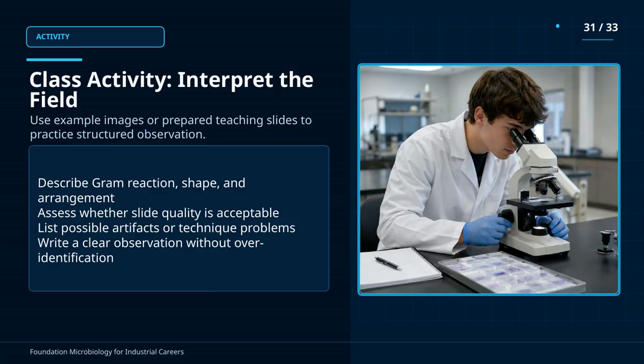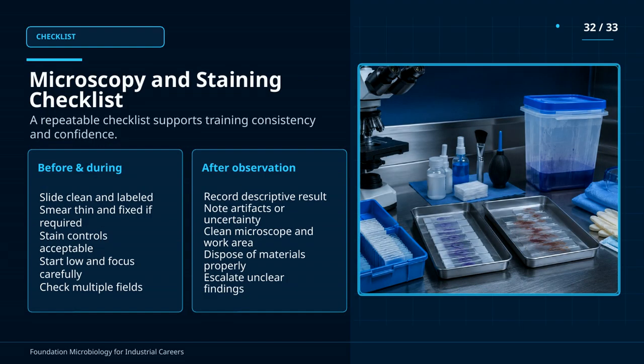This activity develops structured observation skills using prepared teaching slides or example images. Describe the gram reaction, shape, arrangement, slide quality, and possible artifacts before writing a concise descriptive conclusion. A repeatable checklist improves consistency before, during, and after microscopy. Confirm that the slide is clean and labeled, the smear and controls are acceptable, multiple fields are reviewed, observations are recorded, and unclear findings are escalated.